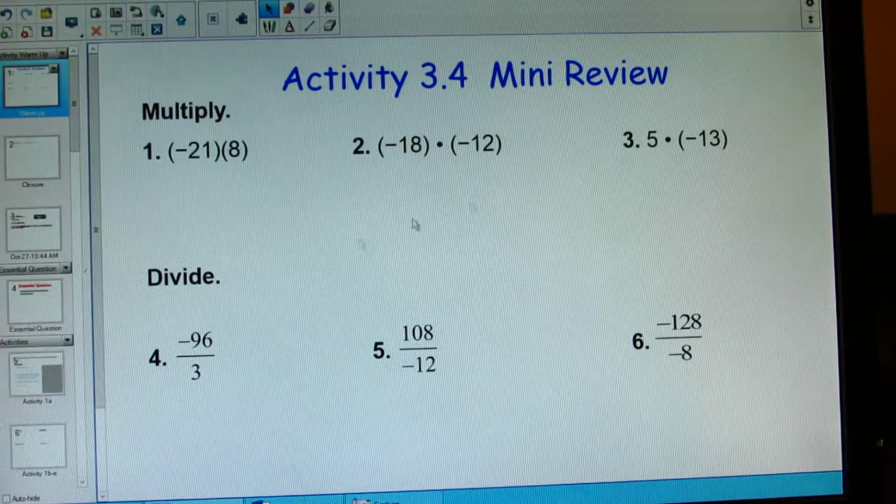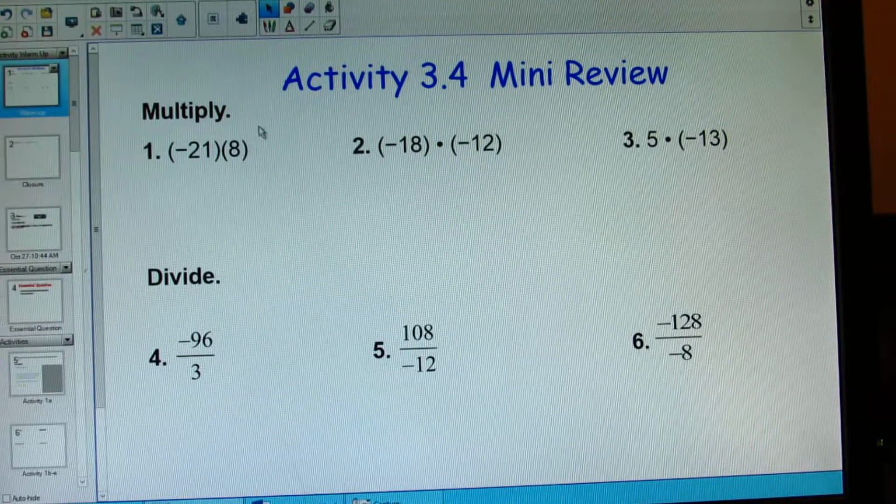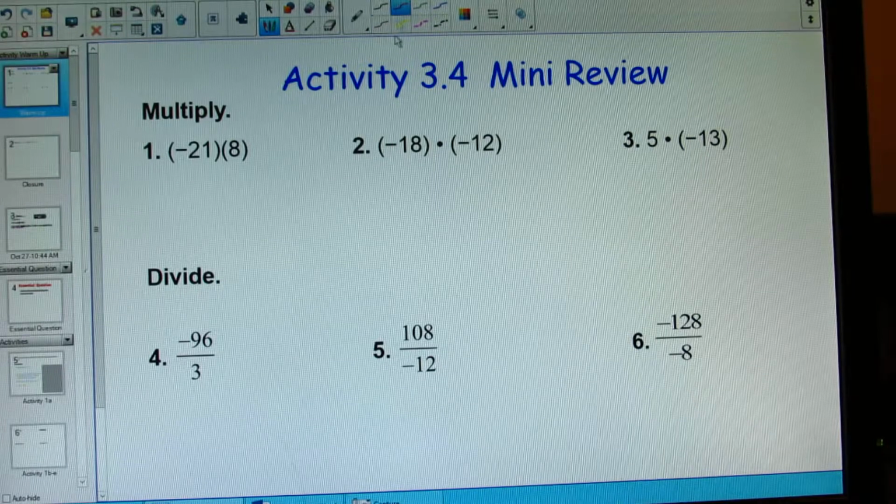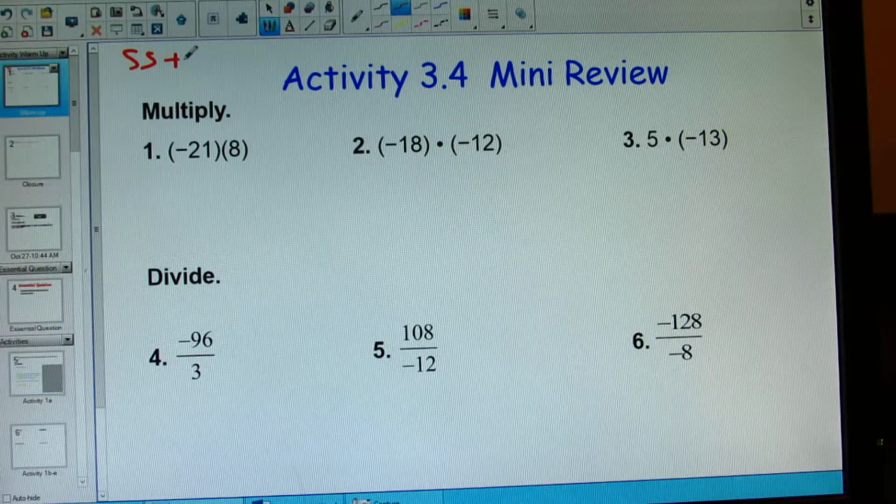So let's do some multiplying and dividing of integers to get us ready for solving one-step equations using multiplication and division. Alright, remember our rules for multiplying and dividing. If I have the same signs, just like we use same signs add, same signs are going to tell me that my answer is going to be positive. Add. Different signs are going to tell you that your answer is negative, right? Subtraction. Different signs subtract, same signs add.